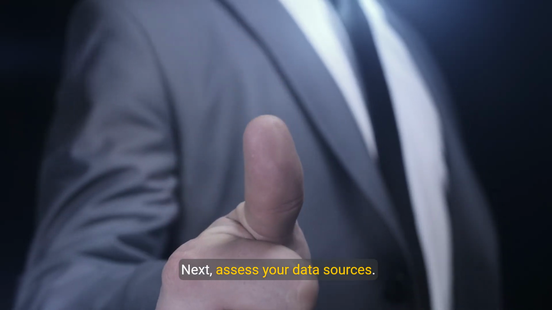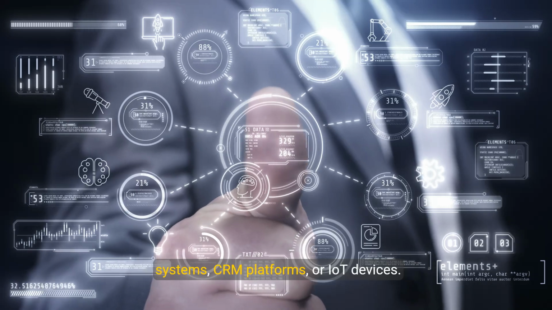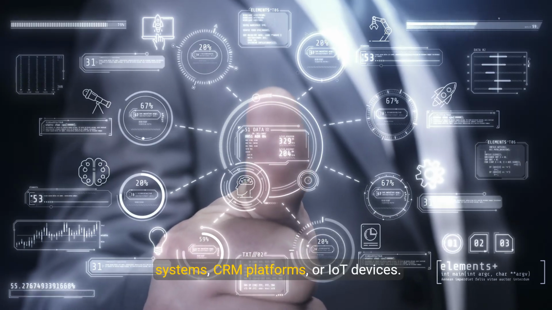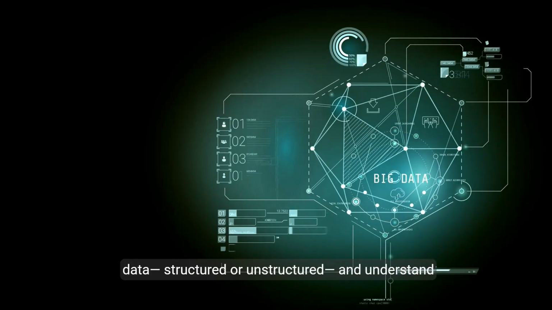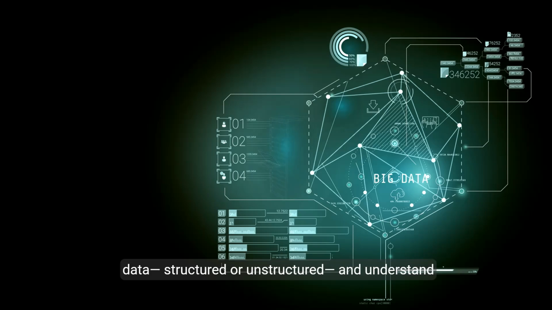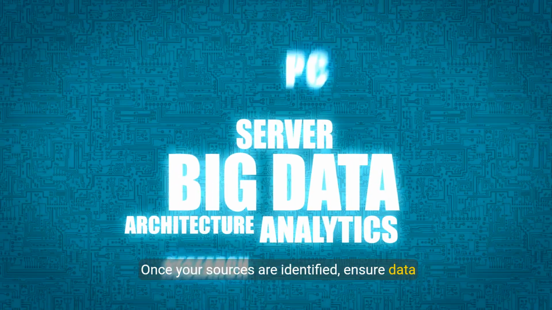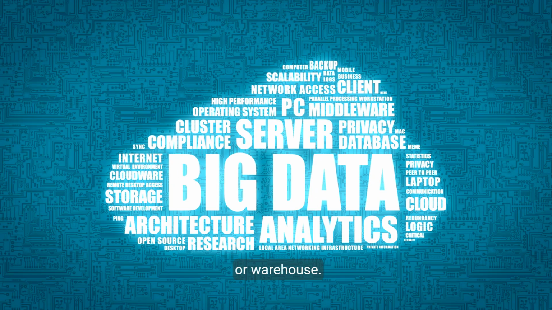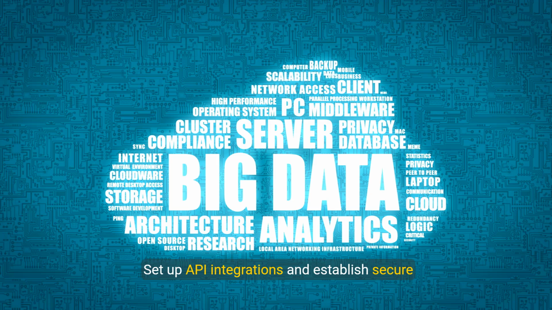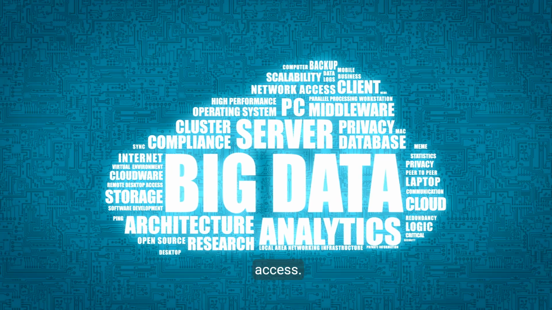Next, assess your data sources. Identify all relevant sources, whether they be ERP systems, CRM platforms, or IoT devices. It's essential to evaluate the formats and types of data, structured or unstructured, and understand the volume and update frequency. Once your sources are identified, ensure data accessibility by centralizing it into a data lake or warehouse. Set up API integrations and establish secure permissions to guarantee seamless and safe data access.